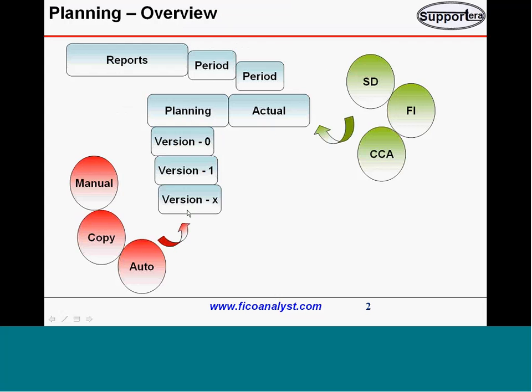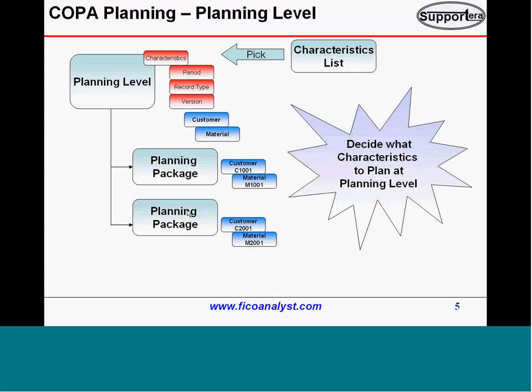Let us look at the level, first the planning level. You can't see it anywhere, but I try to give a very easy understanding of the planning level. The planning level decides what characteristics to plan. In a COPA operating concern, you have the list of characteristics. Then you decide what characteristics you want to plan.